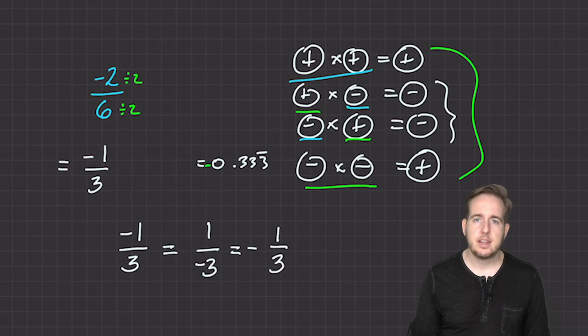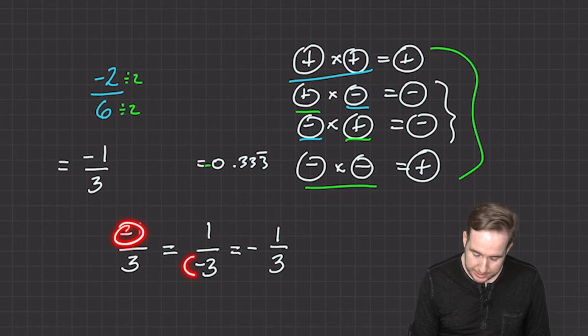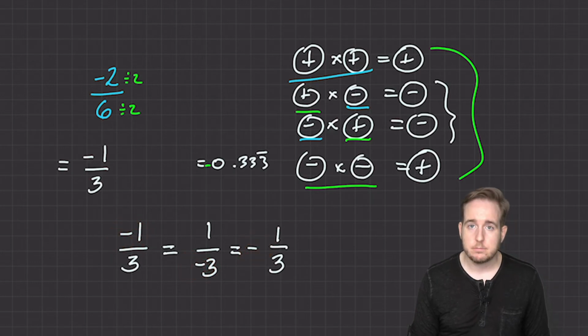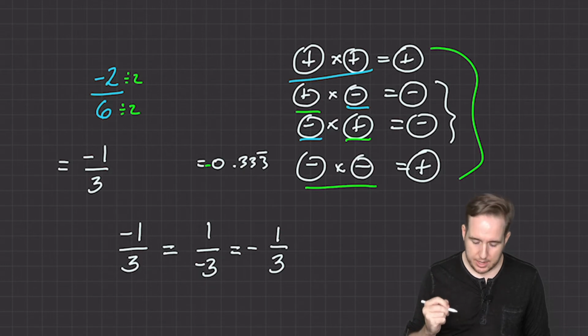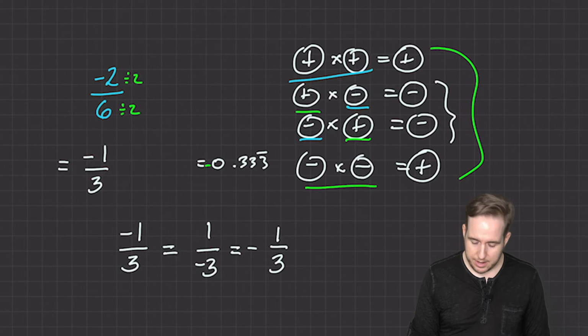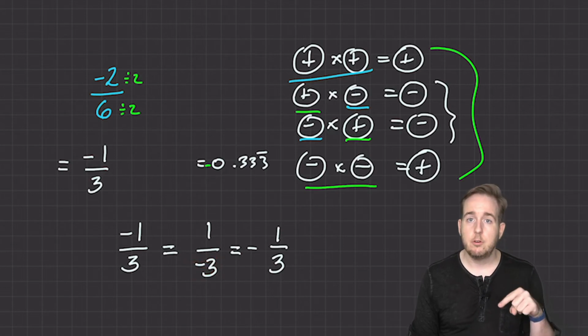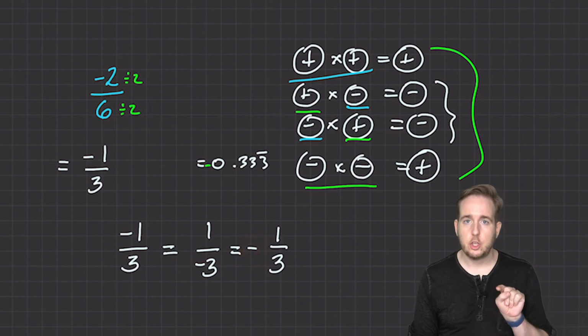So this is something that happens with fractions and negatives, it does not matter whether the negative is up here, down here, or in front. Okay? And so if it's here, but the question would be easier to answer if it was there, you can move it. If it's there and the question would be easier to answer if it was here, you can move it.